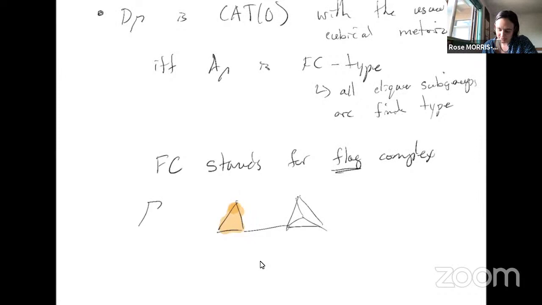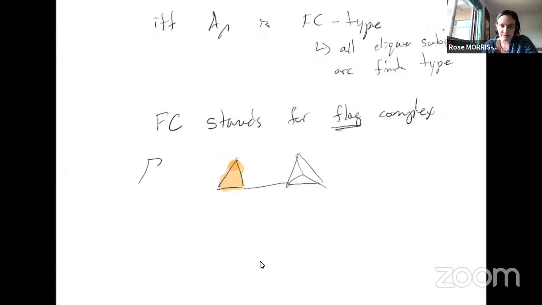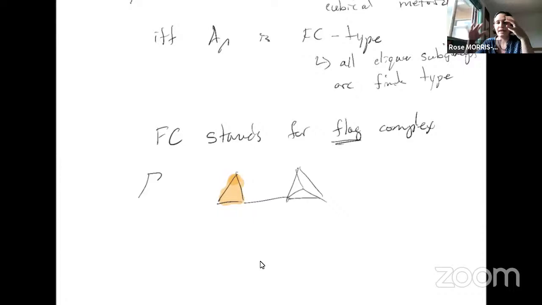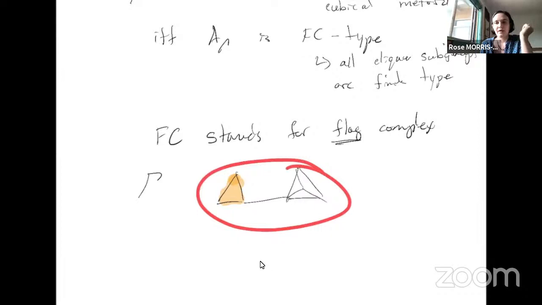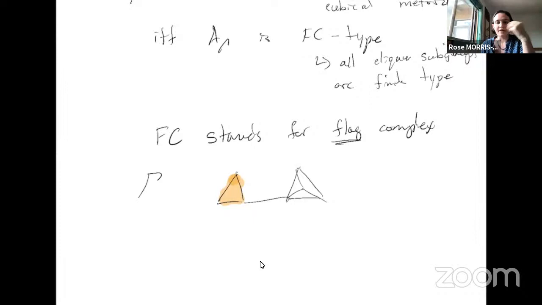I think I put this in the exercises. There are some vertices in the Deligne complex where the link, or at least the one skeleton of the link, looks exactly like this graph. And so if you're not FC type, you're never going to satisfy this flag condition. Let's see, somewhere later in my notes I actually have a picture of this. Yeah, I should draw this now.